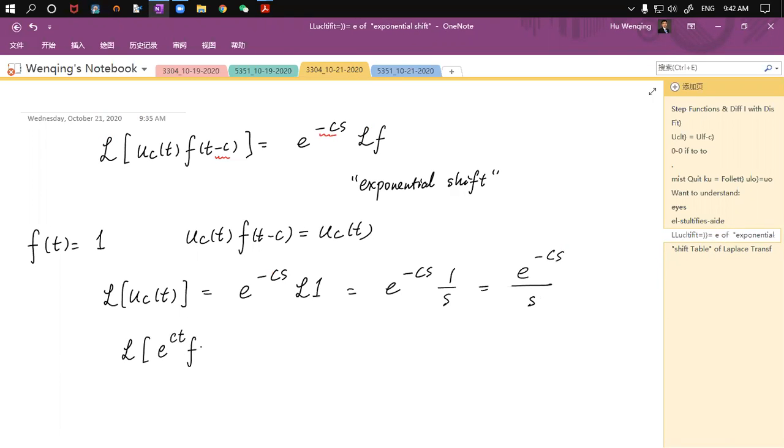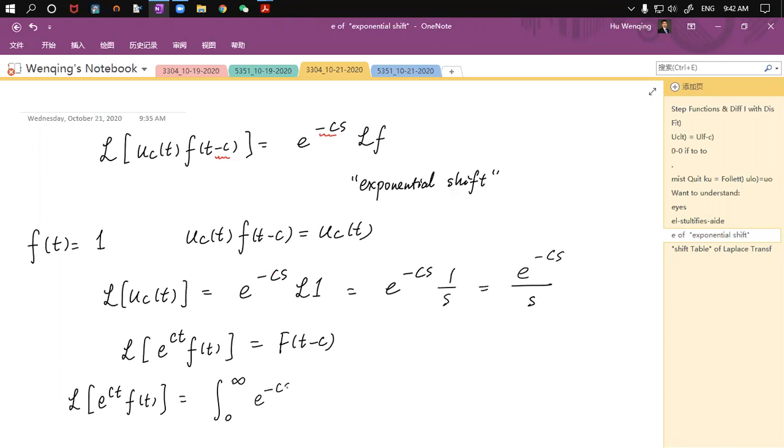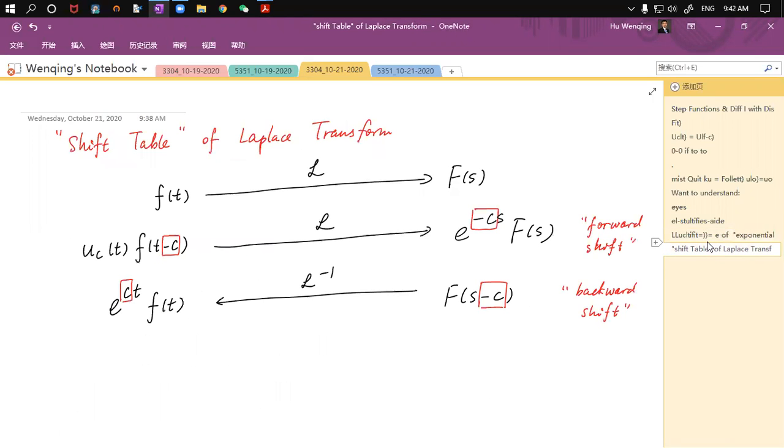So e power ct of f of t is nothing but f of t minus c. That's going to be the backward shift. By doing this, it simply means that you want to calculate e power ct multiplied by f of t, which is the integral from 0 to infinity of e power minus c times s, e power ct multiplied by f of t dt, and so on. I leave that to you as an exercise. I won't be able to do it exactly, but you can practice by yourself, and it is going to tell you the same thing.